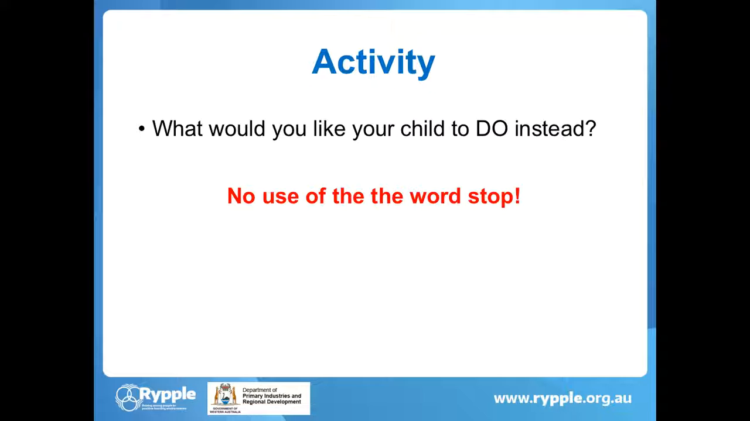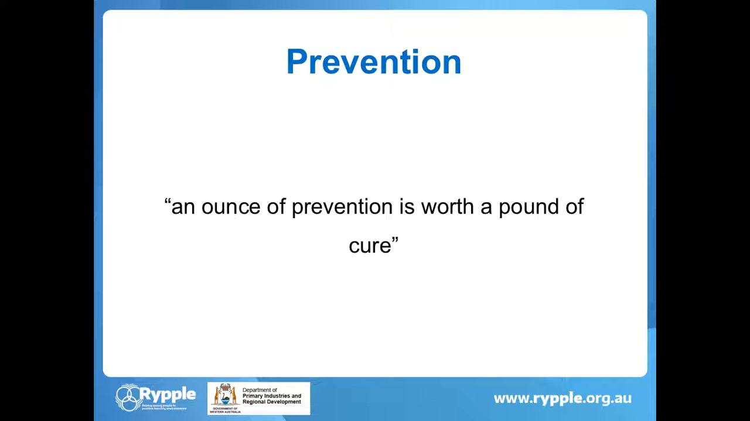Well done. Hopefully you've all defined a nice clear replacement behaviour for your child to start doing instead. Once we've worked out what we want the child to do, then we're going to use prevent, teach, reinforce. We're going to prevent the problem behaviour from happening by changing our environment. We're going to teach them what we want them to do instead, and we're going to reinforce them by helping them get their needs met.